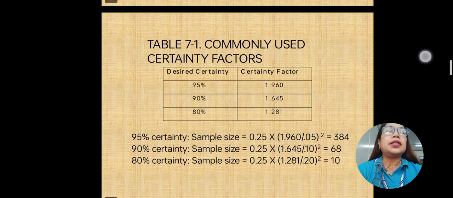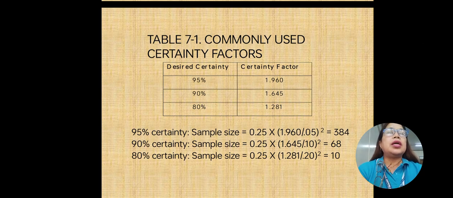Next is the table of commonly used certainty factors, with the desired certainty of 95%, 90%, and 80%. The certainty factors are 1.960, 1.645, and 1.281. For 95% certainty, the sample size is 0.25 times (1.960 / 0.05) squared, which equals 384.